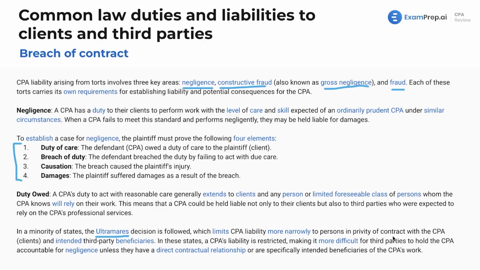So even if you knew that this was going to be used to give it to a bank or someone else, still your liability is restricted. So liability is more narrowly to the persons in privity of the contract with the CPA and intended third-party beneficiaries. In these states, liability is restricted, making it more difficult for third parties to hold the CPA accountable for negligence unless they had a direct contractual relationship or are specifically intended beneficiaries of the work. So again, the whole point of bringing this up again, make sure you know it, definitely memorize it. Repetition is the king of everything, and then make sure you know this Ultramares decision.